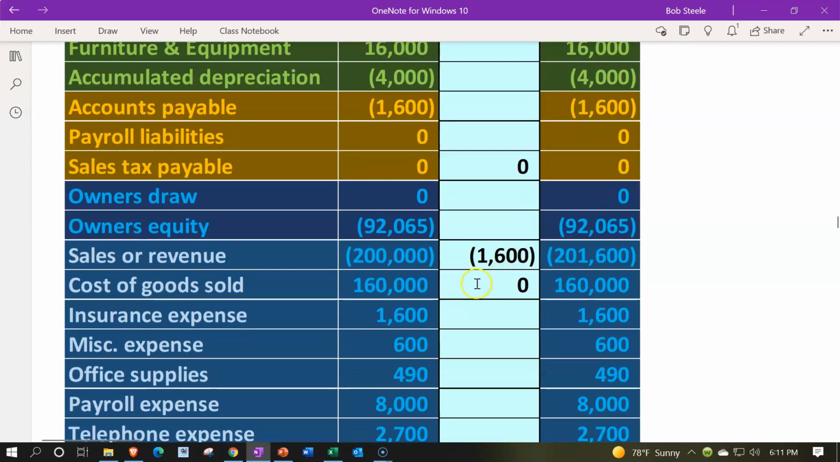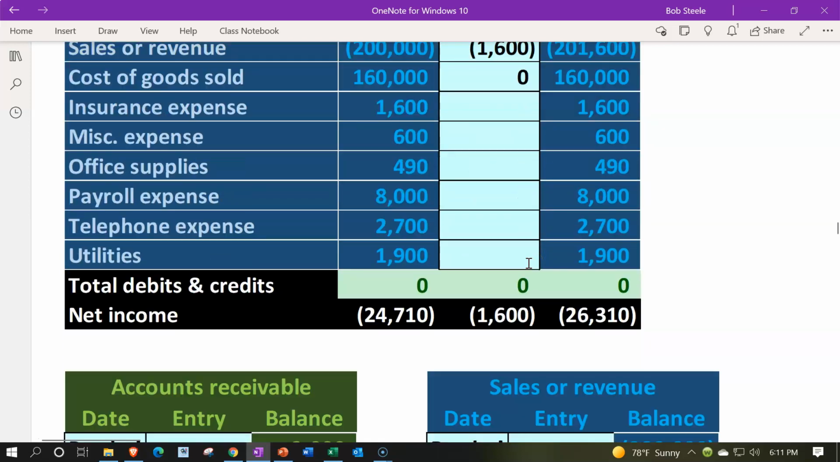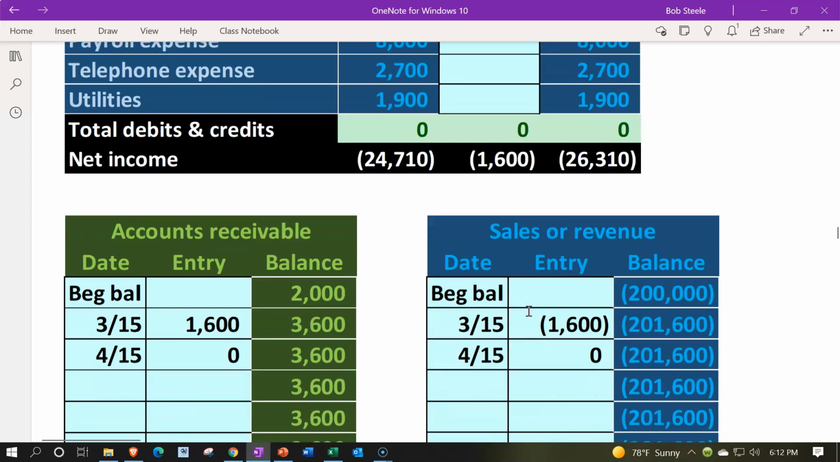The other side, on the revenue side, sales, has a credit balance. That's not a negative sales; a credit balance account goes up in the credit direction by $1,600 to $201,600. Then the net income, which is revenue credit minus the debits of expenses, would be going up from $24,710, not a loss, a credit balance, up by $1,600 to $26,310. So it's a fairly straightforward type of transaction.